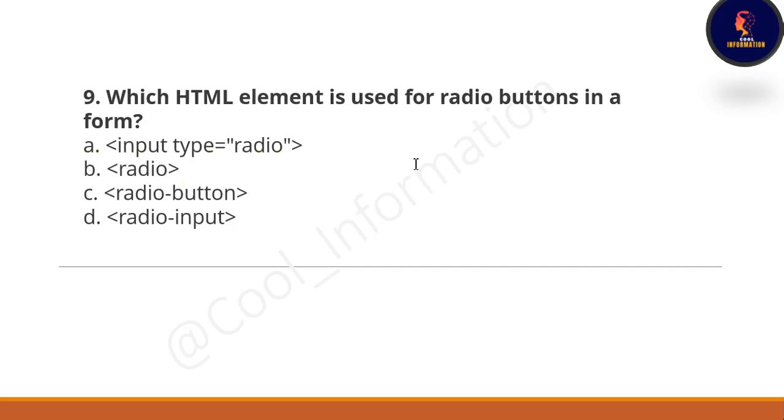Next question. Which HTML element is used for radio button in a form? Option A is input and we use type attribute radio. Option B radio tag. Option C radiobutton tag. And last option is radioinput tag. Correct option is option number A. We use input element with type attribute radio. Okay, for the radio buttons in form.